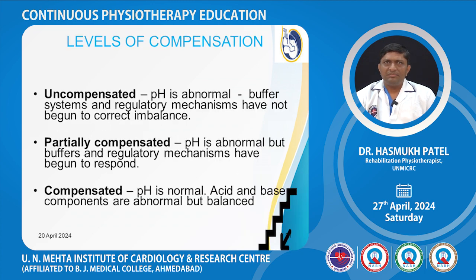Level of compensation. There are three levels of compensation: uncompensated, partially compensated and fully compensated. In uncompensated, pH is abnormal, but the buffer system and regulatory mechanism have not begun to correct the imbalance. In partially compensated, pH is abnormal, but the buffer and regulatory mechanism have begun to respond. In compensated, pH is normal, but the acid and base components are abnormal but balanced.